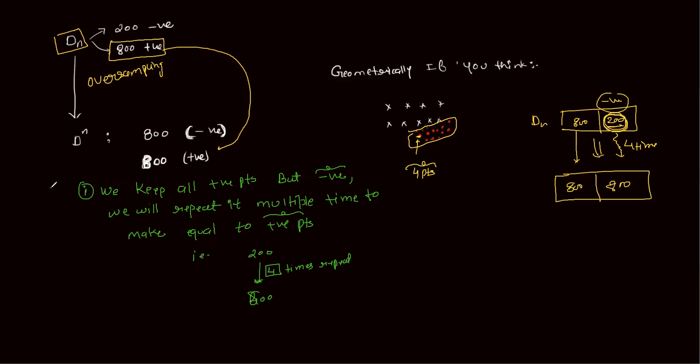So the simple strategy is: we keep all the positive points, but for the negative points, we repeat them multiple times to make them equal to the positive points. In this case, we repeat them 4 times. Now you have your new data set. If you train on this data set, you will get a better result compared to the previous one. So you solved this problem.